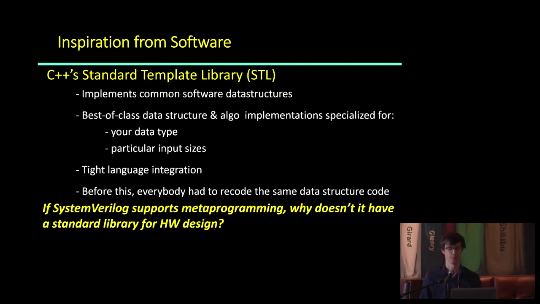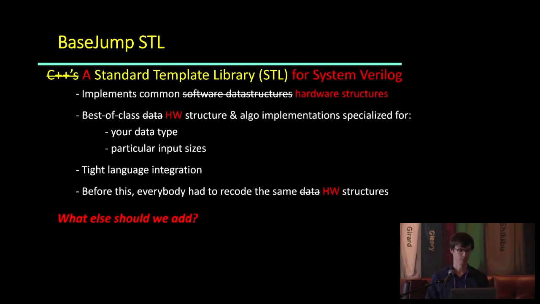So if SystemVerilog supports metaprogramming, why doesn't it have a standard library like this? And we argue that it does now. BaseJump STL is a great standard library that everyone should use. Well, not really. It's just getting started. BaseJump STL is used in real ASICs. You can use it today. You can use it to build very complex chips, and what's there is rock solid. But we need community buy-in to actually get everything that people need and all the interfaces really rock solid.